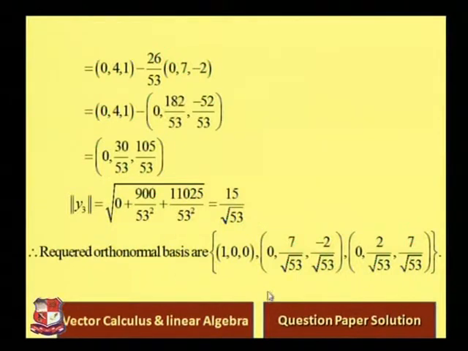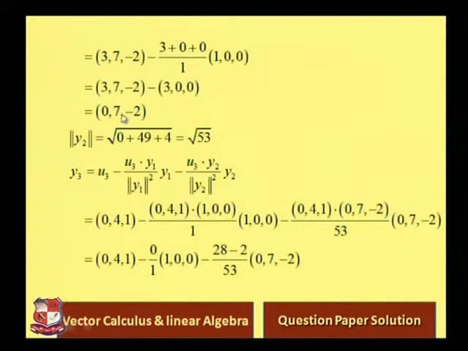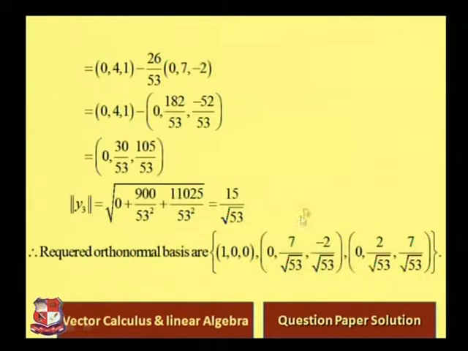Now the required orthonormal basis: 1 0 0 divided by its norm gives 1 0 0. Then 0 7 minus 2 divided by its norm root 53 gives the next vector, and this is our orthonormal basis.